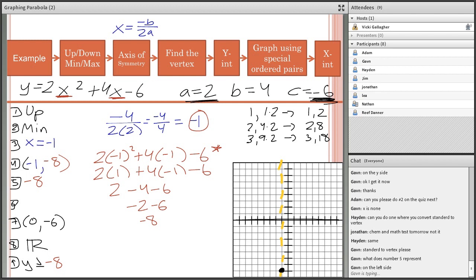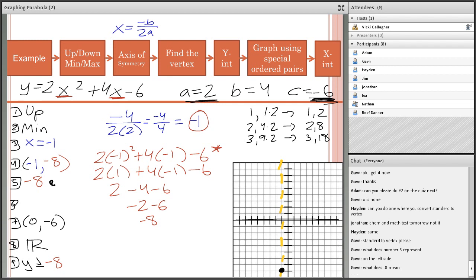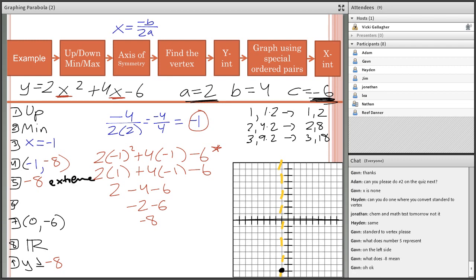Oh, question number 5. Got it. Okay, thank you for clarifying. That is called the extreme value. And the extreme value is just the y-coordinate from the vertex. Sorry, I forgot to write the words next to them this time.